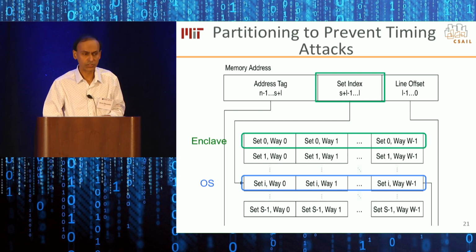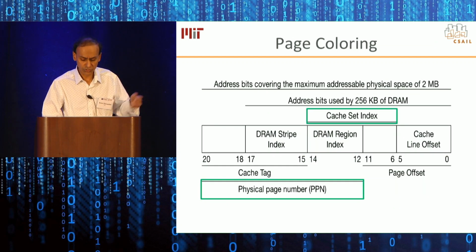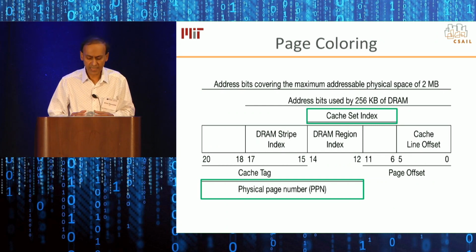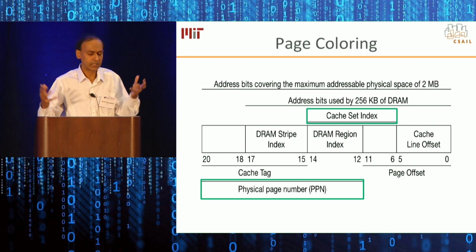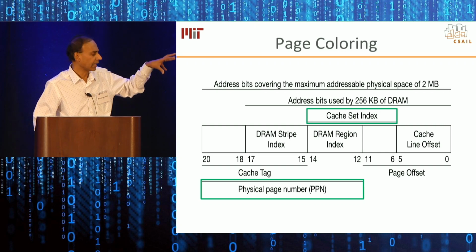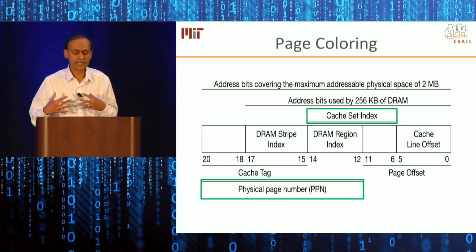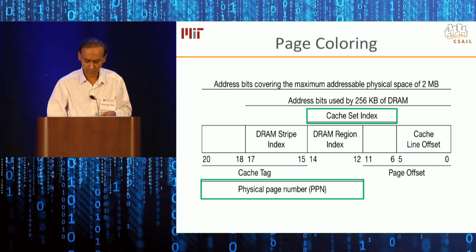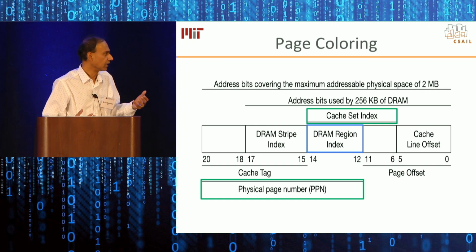There are a couple of different ways you could do partitioning, and we chose set partitioning in Sanctum. And so what does this mean exactly? Well, you could use page coloring, which perhaps many of you are familiar with, and page coloring is based on the fact that there's an intersection between the cache set index bits and the physical page number that corresponds to this DRAM region.